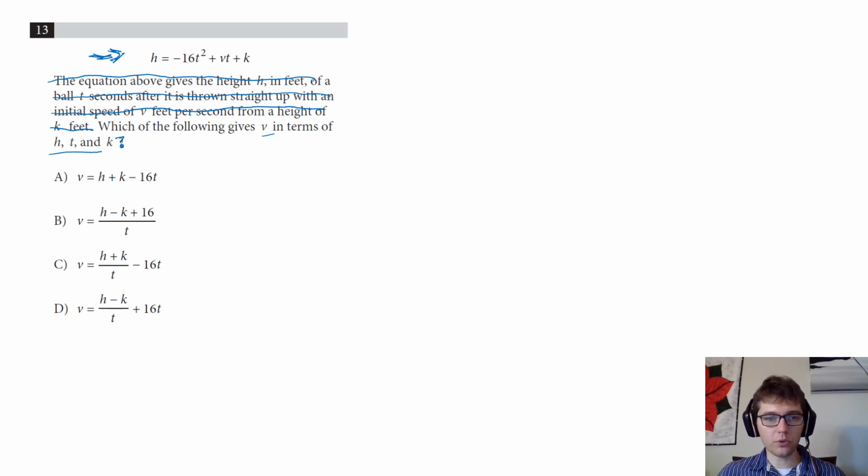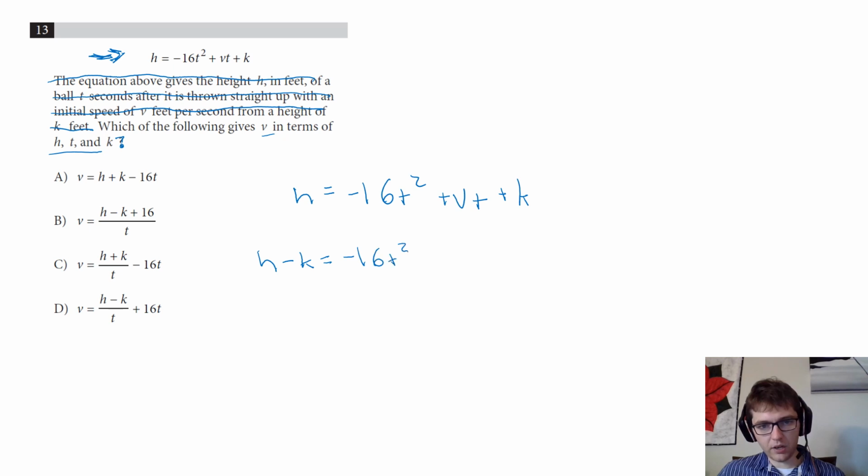Let's go ahead and work through that. I'm going to rewrite down here to make it clean. H is equal to negative 16t squared plus vt plus k. Let's start by subtracting k from both sides. So you have h minus k is equal to negative 16t squared plus v times t.